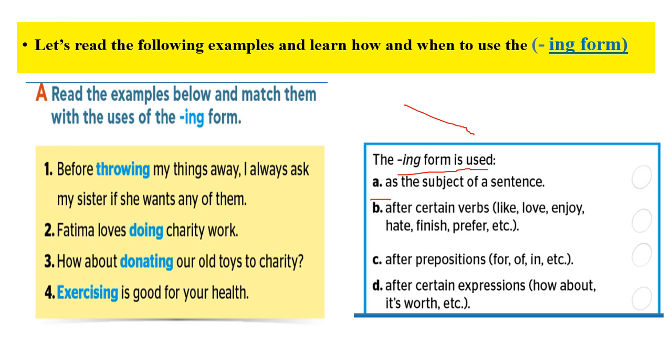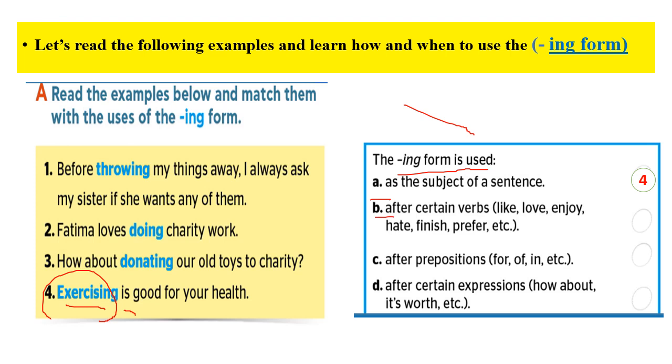A, as the subject of a sentence. What does it mean as a subject of a sentence? Well, when the verb in the ing form is used at the beginning of a sentence, it is called the subject of the sentence. A good example is example 4. So here, exercising is in the ing form and it is a subject because it is followed by the main verb, which is, and it comes as well at the beginning of the sentence. This is the beginning of the sentence.